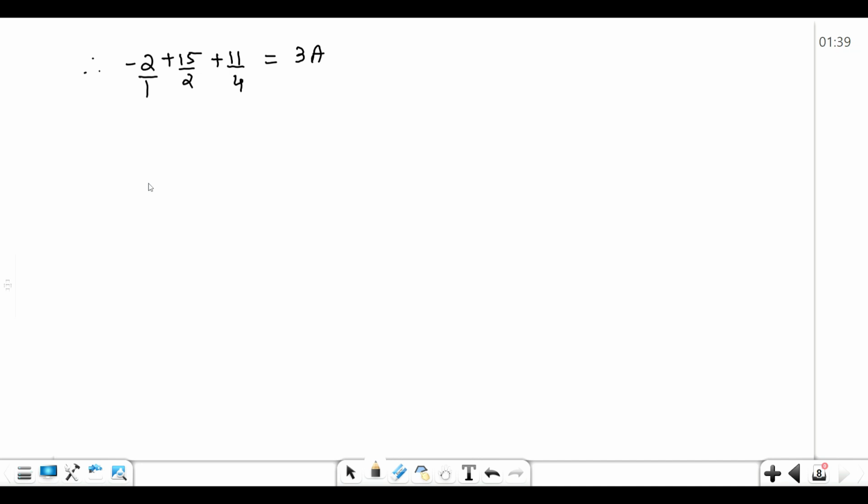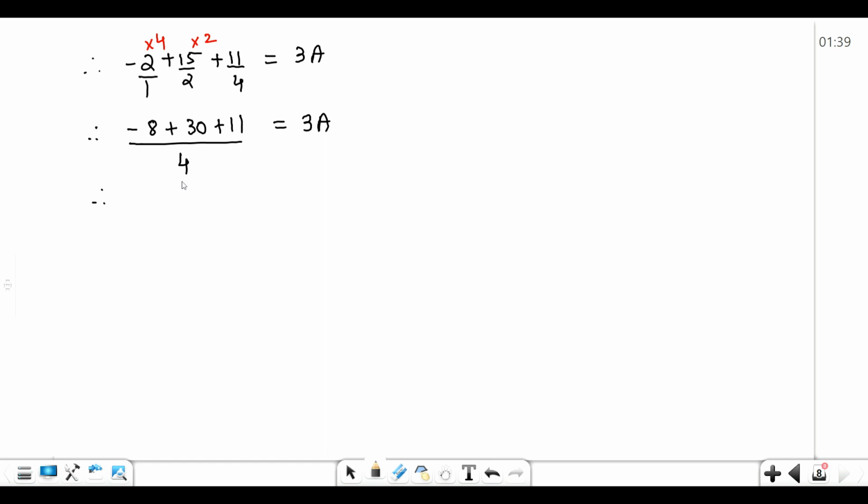So multiplying in the numerator and the denominator with the factor 4. Okay, so let's see what we get. So this will be multiplied by 2, this will be multiplied by 4, and we will have the common factor as 4 in the denominator. So this will be minus 8 plus 30 plus 11 is equal to 3a. Okay, so when we solve this, let's see what we get.